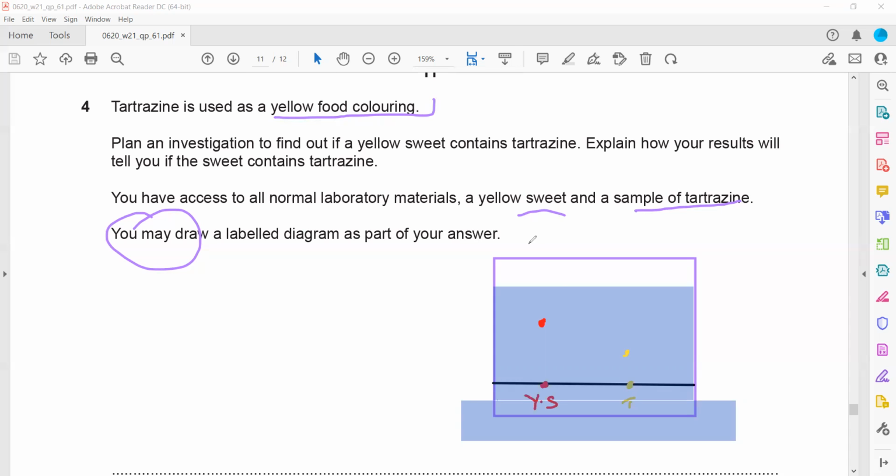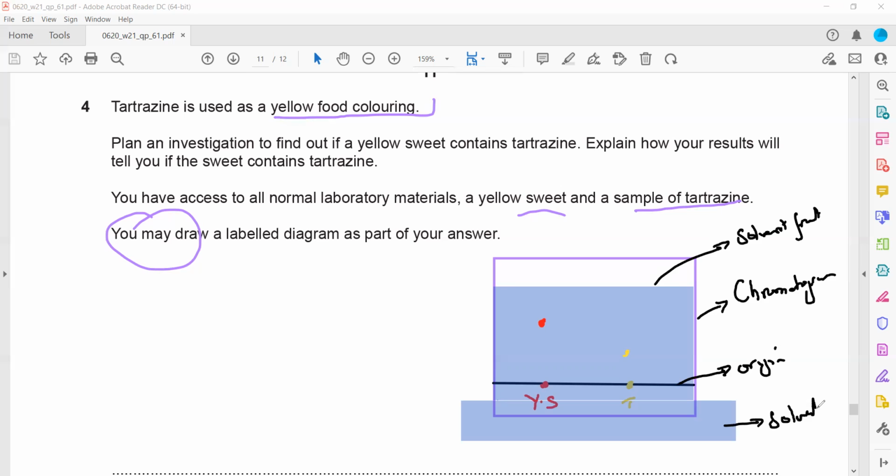And there should always be a labeled diagram whenever you draw, like here: chromatogram, solvent front, origin, solvent, sample.